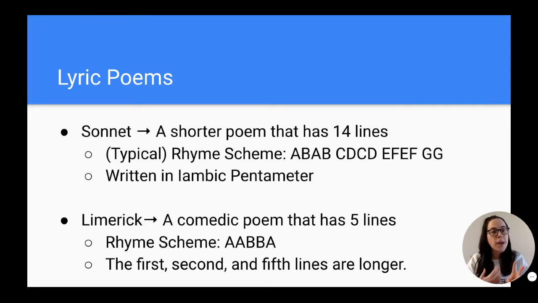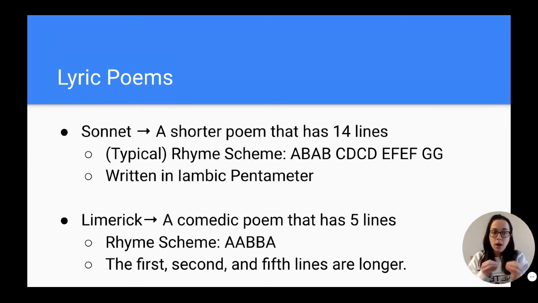The next 2 types of lyric poems are the sonnet and the limerick. So the sonnet was made famous by 2 people. We mostly look at the one, which is Shakespeare, but there's also a guy named Petrarch who also made the sonnet famous. But they are both shorter poems that have 14 lines.